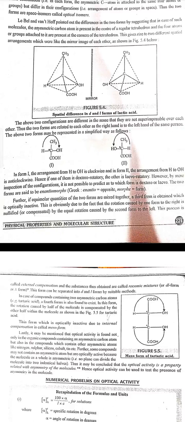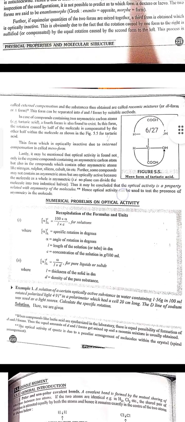The two forms are said to be enantiomorphs. Further, if equimolar quantities of the two forms are mixed together, a third form is obtained which is optically inactive. This is obviously due to the fact that the rotation caused by one form to the right is nullified by the equal rotation caused by the second form to the left. The process is called external compensation, and the substances thus obtained are called racemic mixtures. This form can be separated into D and L forms by suitable methods.